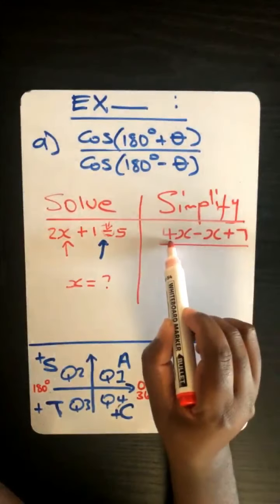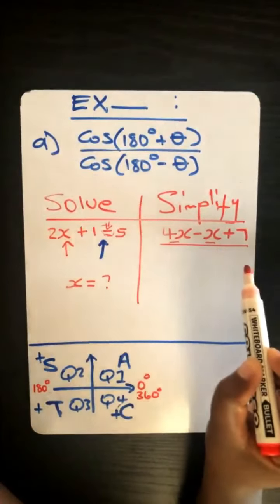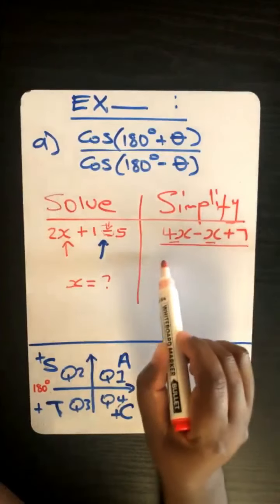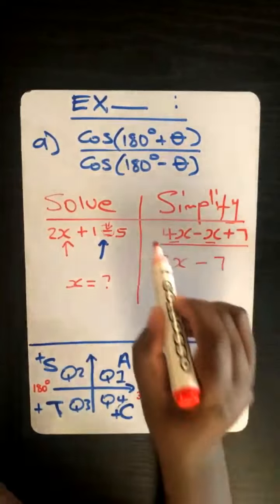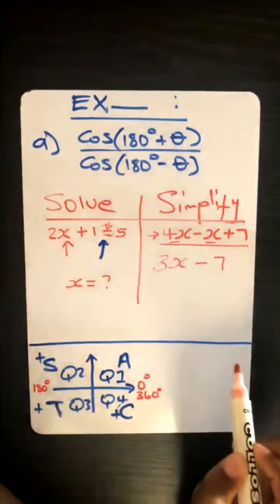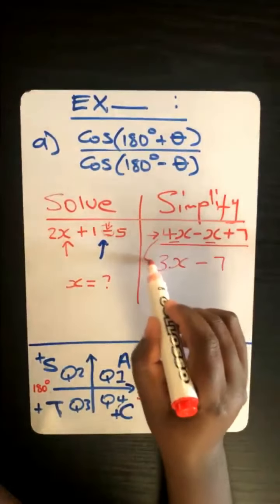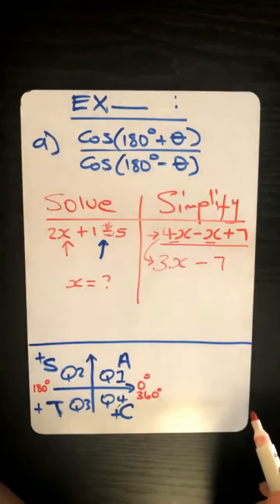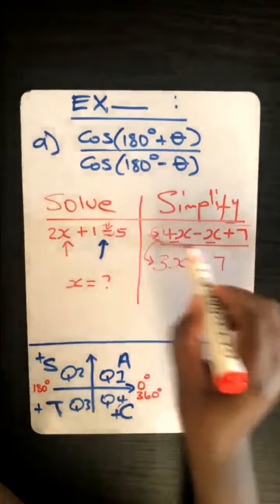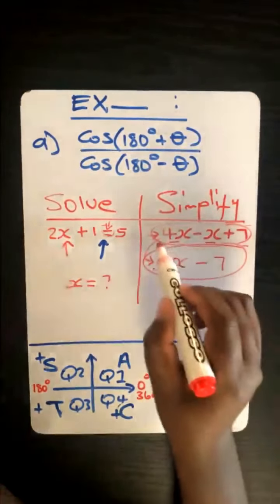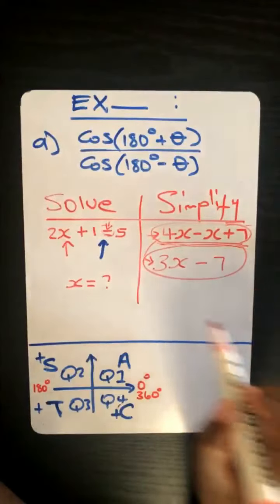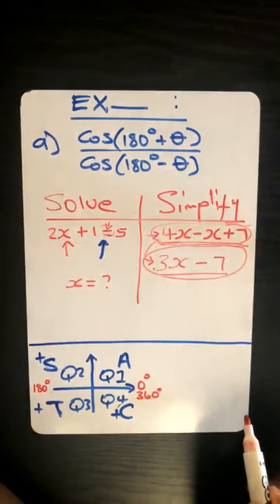So for example, you have 4x, you have x. These are the like terms. You can work them out together. You have 3x minus 7. So that is a long expression that you simplify into its shortest form. That means this thing is still the same as that thing. The difference is that here it was a bit long, and then here you just simplified it.